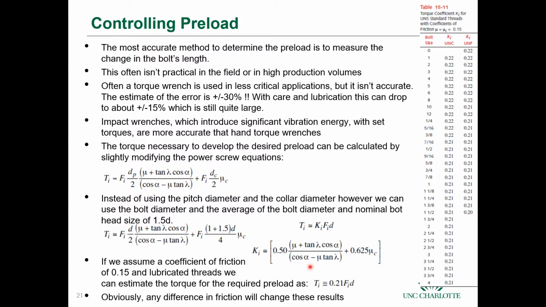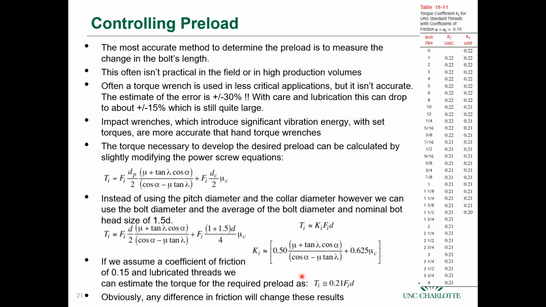If we calculate this equation here and we assume that the coefficient of friction is 0.15, which is close to what you would get if you had lubricated threads, then you can assume that the torque for the preload is approximately equal to 0.21 times Fi times d. So if you have a sense of the preload that you want, you can multiply it by 21% of the diameter to get the torque that you should apply to achieve that preload in that joint.